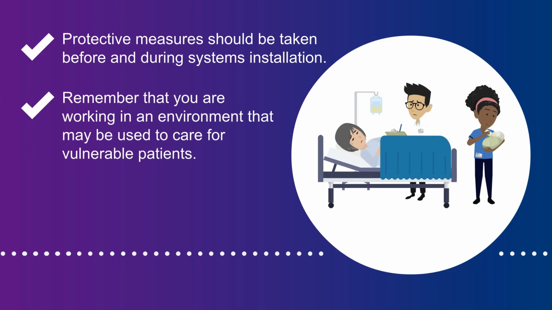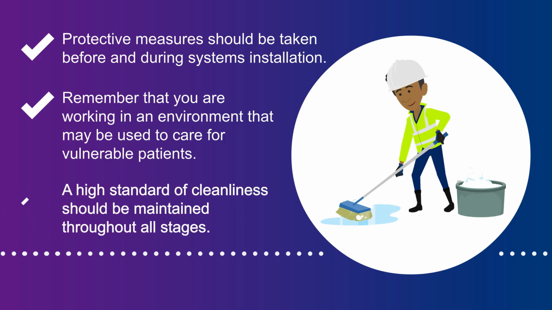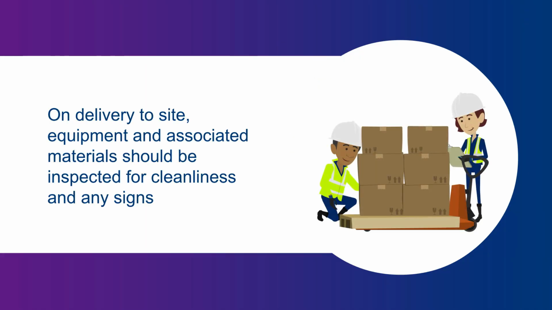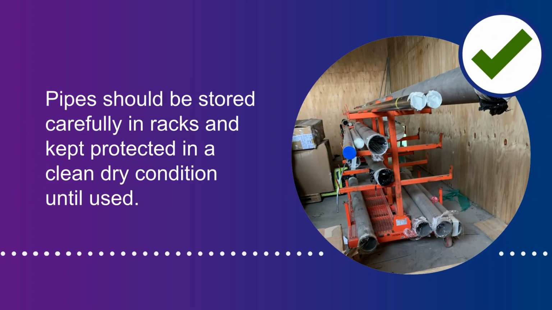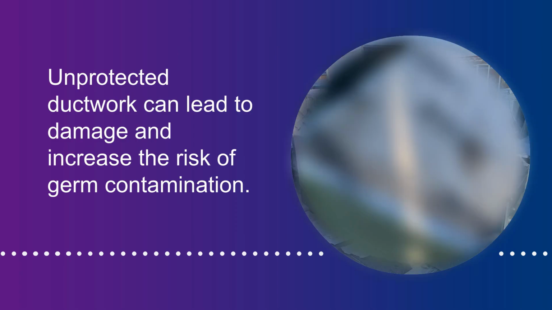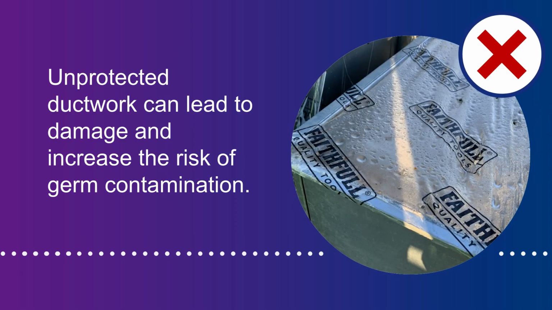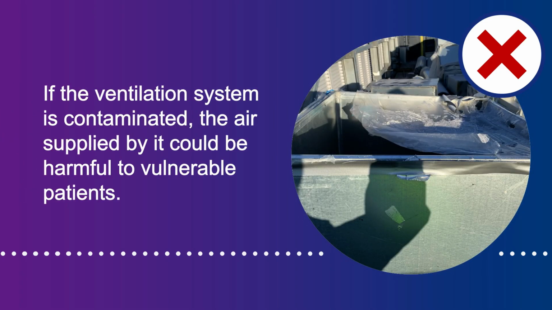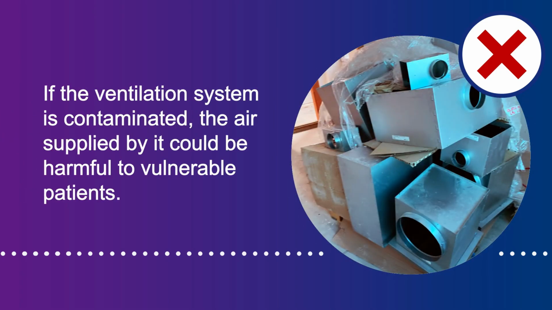It is important to remember that you are working in an environment that may be used to care for vulnerable patients. A high standard of cleanliness should be maintained throughout all stages. On delivery to site, equipment and associated materials should be inspected for cleanliness and any signs of damage. Pipe should be stored carefully in racks and kept protected in a clean, dry condition until used in the pipework system. Unprotected ductwork can lead to damage and increase the risk of germ contamination. If the ventilation system is contaminated, the air supplied by it could be harmful to vulnerable patients.